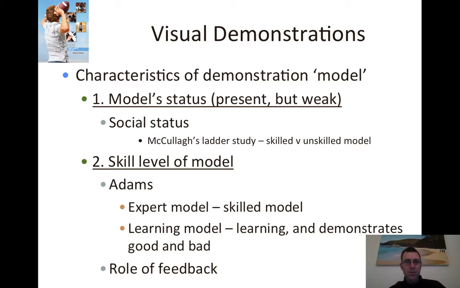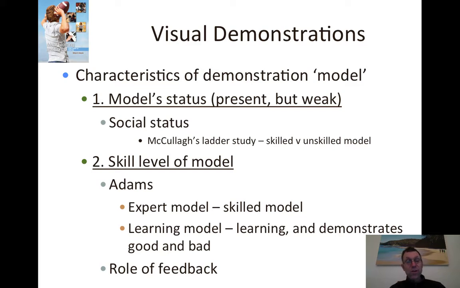Skill level of the model. This isn't social status, this is the actual skill level of the model. Adams did some research, and the idea put forward was to separate models into a couple of categories. Expert models are those that truly are skilled at performance. The learning model is someone who's not a total novice, they're still learning, so they demonstrate good form and procedures, and they also occasionally demonstrate bad form and procedures.